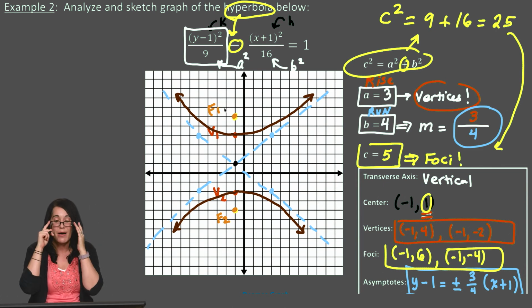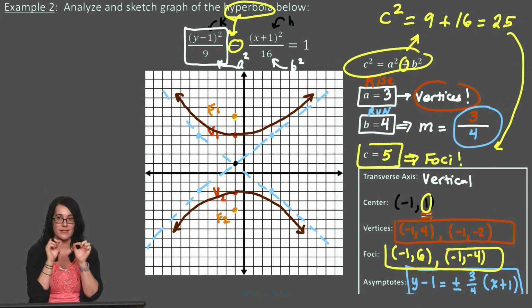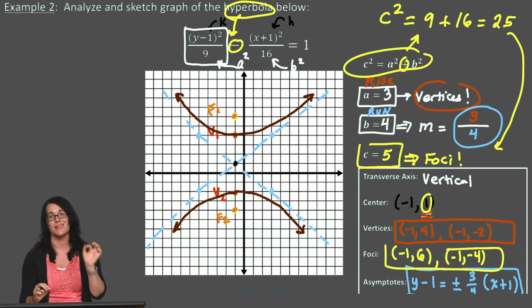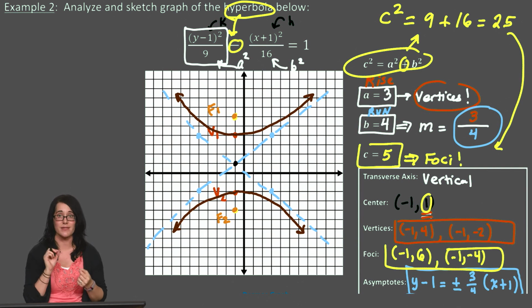Okay, so that would keep you honest, right? You could then find the distance on any point on the hyperbolic path that you're proposing to be on your path, find the distance to each of the foci and subtract them. That difference in the distances should remain constant. Okay, we have one more example.